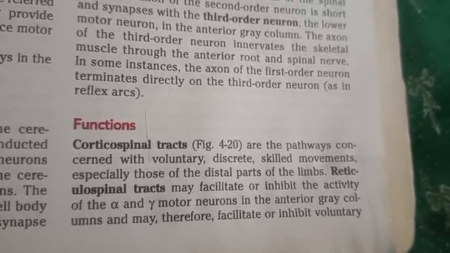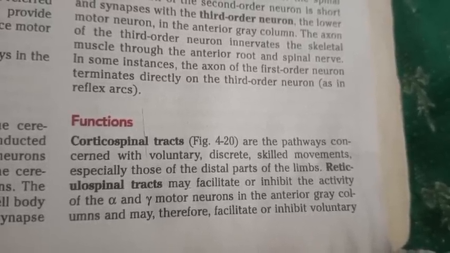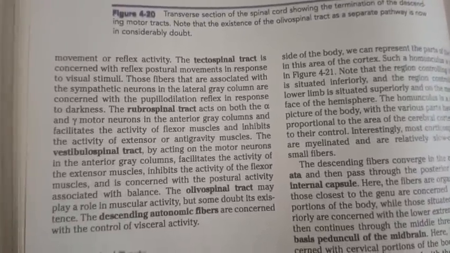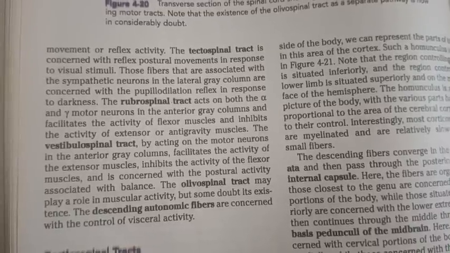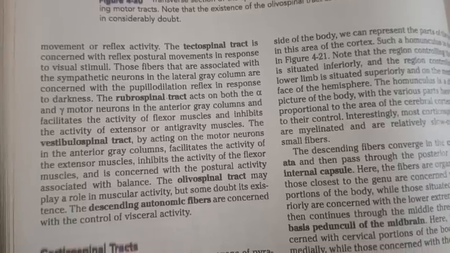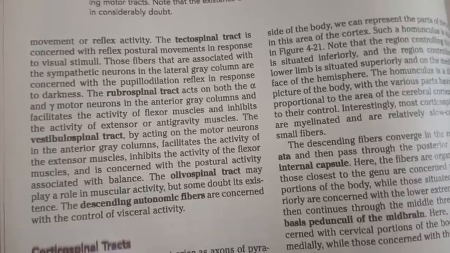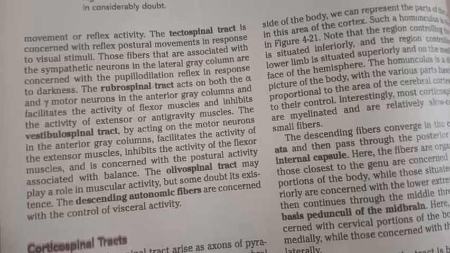The reticulospinal tracts may facilitate or inhibit the activity of alpha and gamma motor neurons, and therefore facilitate or inhibit the voluntary movement or reflex activity. The tectospinal tract is concerned with the postural movement in response to the visual stimuli. Those fibers that are associated with it in the lateral column are concerned with the pupillodilation reflex in response to darkness.